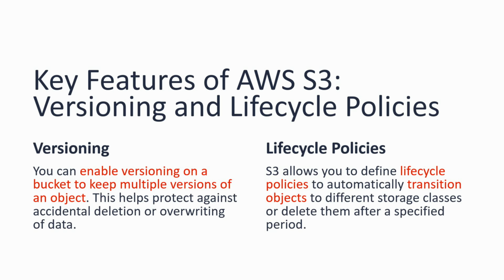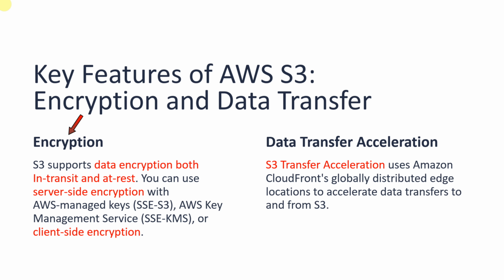Now we will see key features of AWS S3. First one is versioning. You can enable versioning on a bucket to keep multiple versions of an object. This helps protect against accidental deletion or overwriting of data. The second one is lifecycle policies. S3 allows you to define lifecycle policies to automatically transition objects to different storage classes or delete them after a specified period.